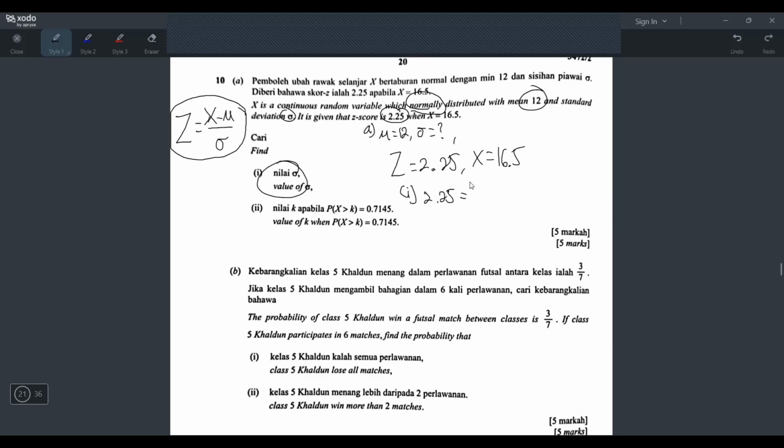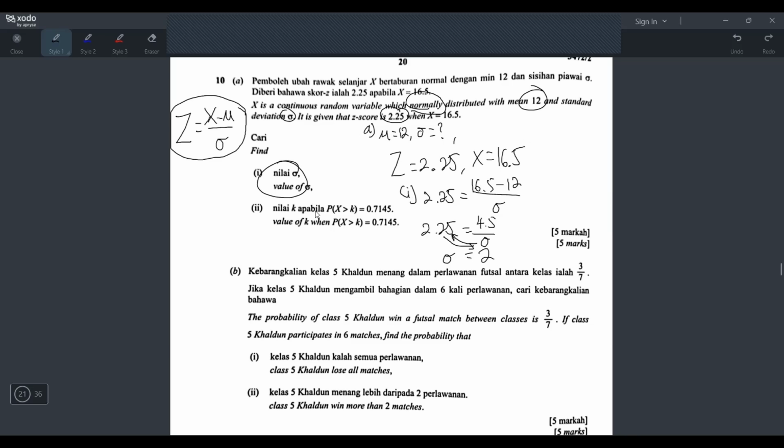So equivalent to X, which is 16.5 minus mean 12, divide with standard deviation. So now you can find this 2.25, 16.5 minus 12, 4.5 over standard deviation. And now you can find standard deviation, just hantar atas jadi darab, and then 2.25 pergi bawah jadi bahagi. So now you press 4.5 divide 2.25. Okay, my calculator give me 2. So that's the answer. Okay, sudah siap.